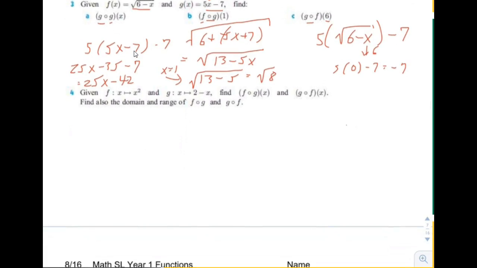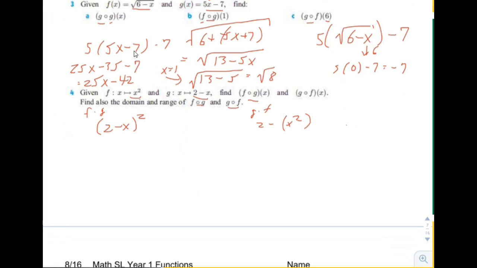Alright, last one. Given that the function f is x squared and the function g is 2 minus x, find f follows g. So first we're going to do g, and then we're going to do f, which follows it, so it's something squared. So that's f follows g. Now let's do g follows f. G follows f would be x squared first, and then we put that into 2 minus something for g. Then find also the domain and range of f follows g and g follows f.